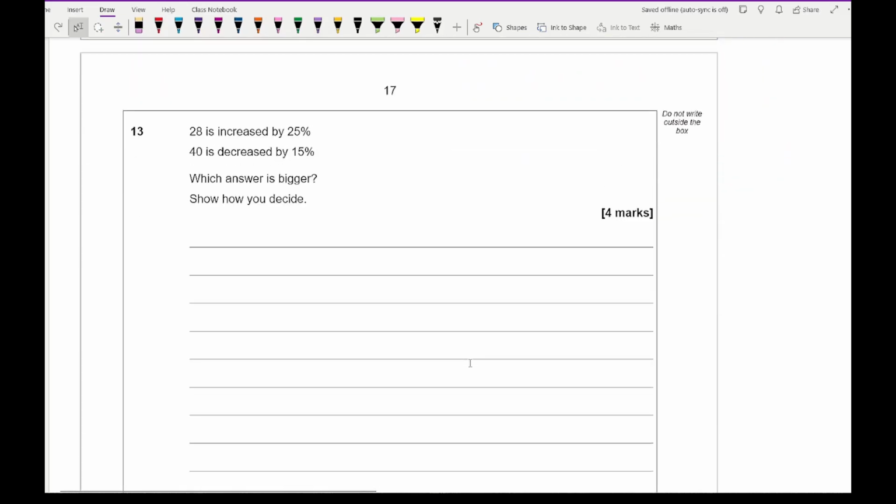Moving on to question 13, it says 28 is increased by 25%, 40 is decreased by 15%. Which answer is bigger? For this, if we start with the first one, let me just label that as number 1. So for number 1, increasing by 25%, we've got 28 multiplied by... Now you always start with 100%, so increasing by 25%, 100 plus 25 is 125. That as a decimal is 1.25, and if I type that into my calculator, I get 35.